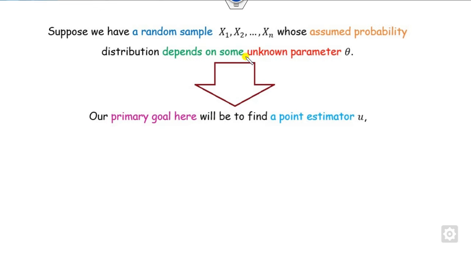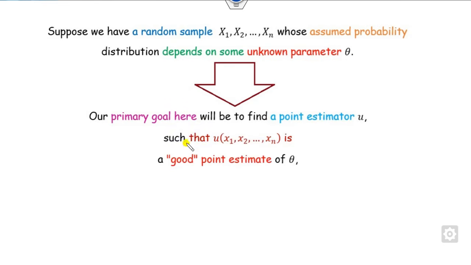Then the task of this MLE or the estimator is, since these are unknown, we have to find their substitute, or you can say we have to find their estimates. So our primary goal here is to find a point estimator u such that it is a good point estimator. Because it's a point estimator, our target is to find the good one. So what are the properties of the good? As we discussed in the point estimator lecture, it must be unbiased, it must be consistent, it must be sufficient, and so on. That is the property of the point estimator.